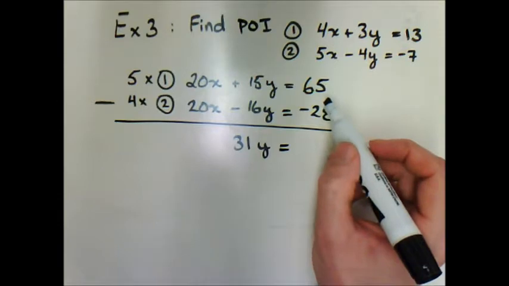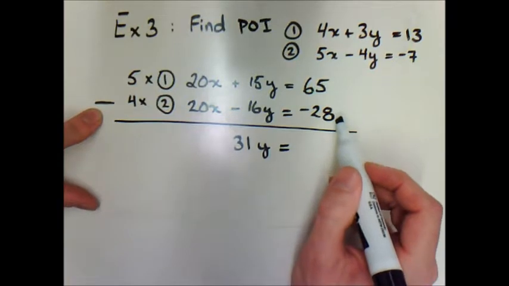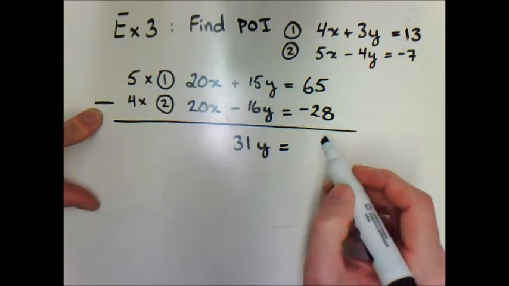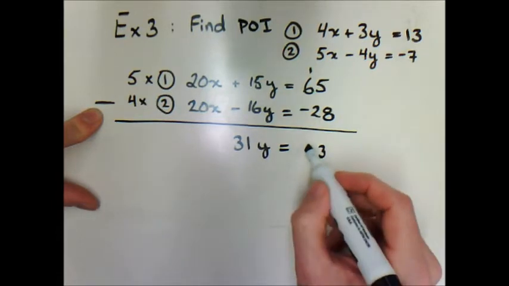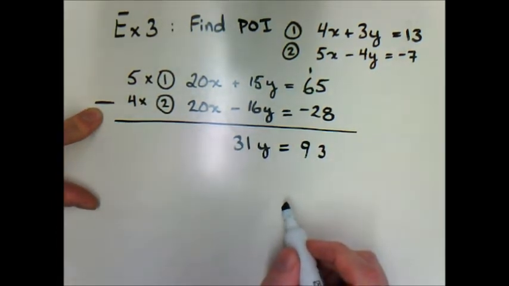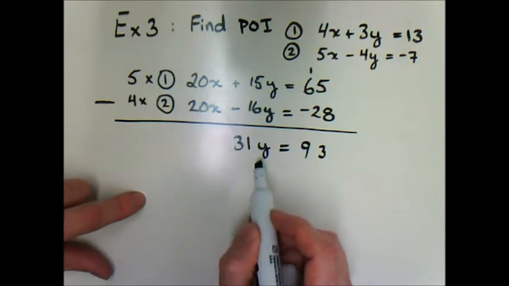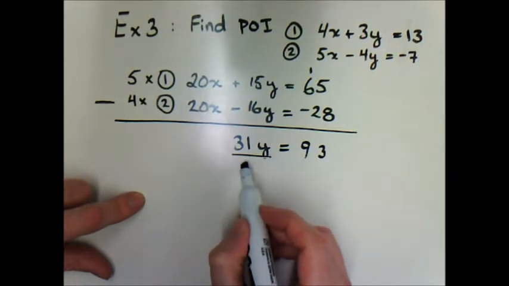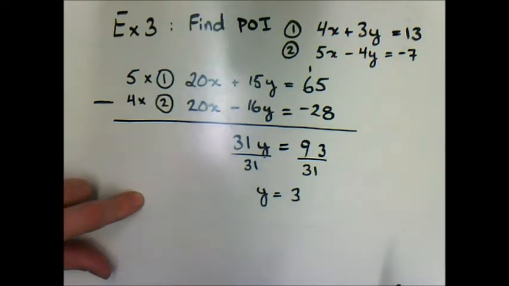Same thing with these. We have 65 minus negative 28. That's 65 plus 28, and they're nicely lined up for you, so you can use your addition algorithm. 5 plus 8 is 13. Bring the 1 up, and 6 plus 1 plus 2 is 9, so 93. How do I get y by itself now? Here I have 31 y's. I divide both sides by 31 and find out that y equals 3.